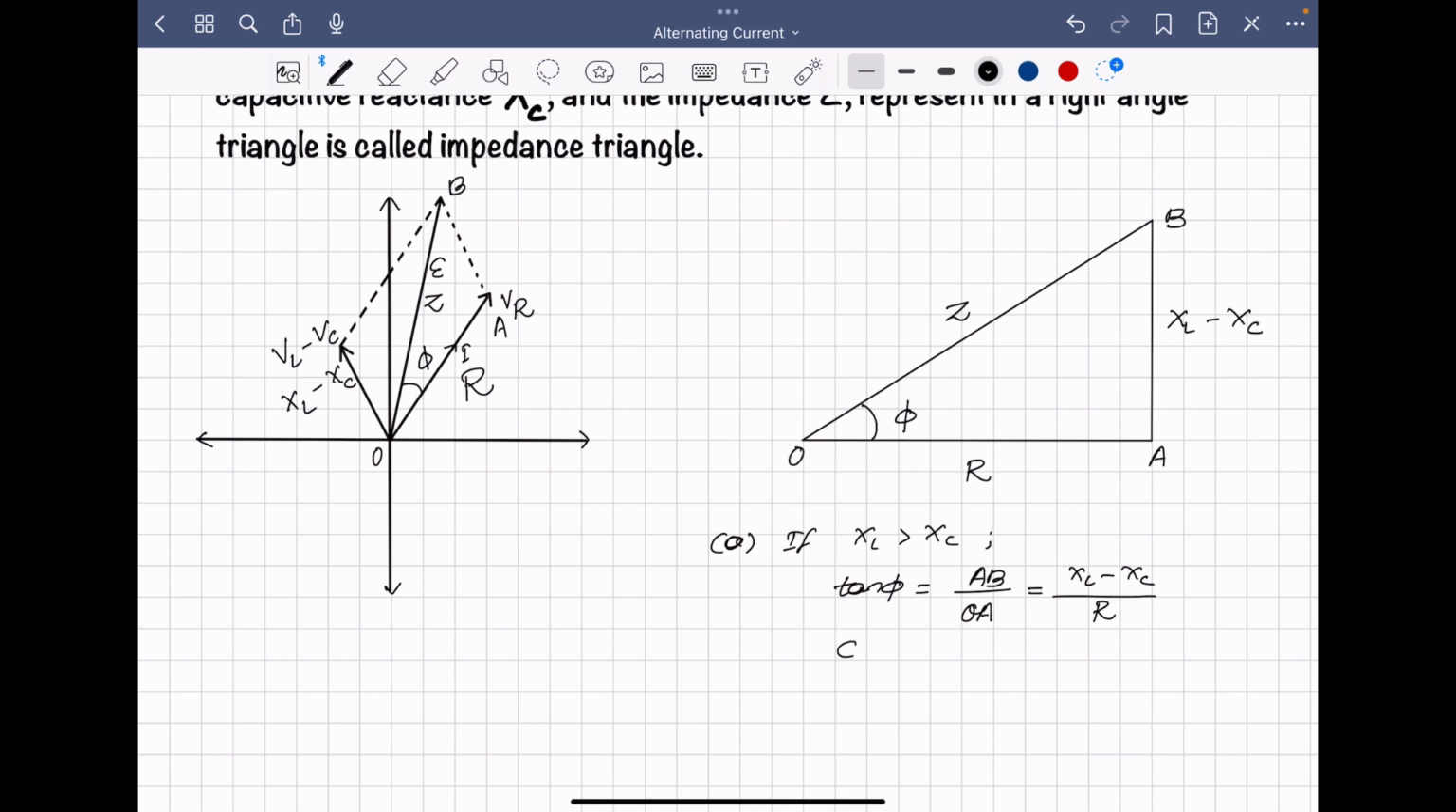Then what about cos phi? What do you have to find here? Because you know cos phi is our power factor. Just remember this one, cos phi is our power factor. This is known as the power factor. Then what about cos phi? Cos phi we know is base by hypotenuse. Here the base is OA, the hypotenuse is our OB. In place of OA we can write resistance R, in place of OB we can write Z. This is for an inductive circuit. Okay, as here XL is greater than XC, you can write inductive circuit.